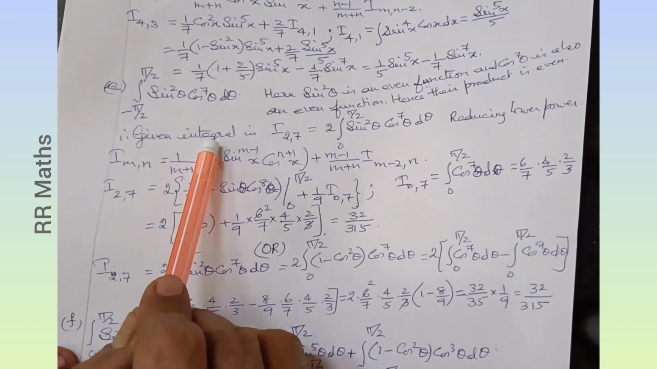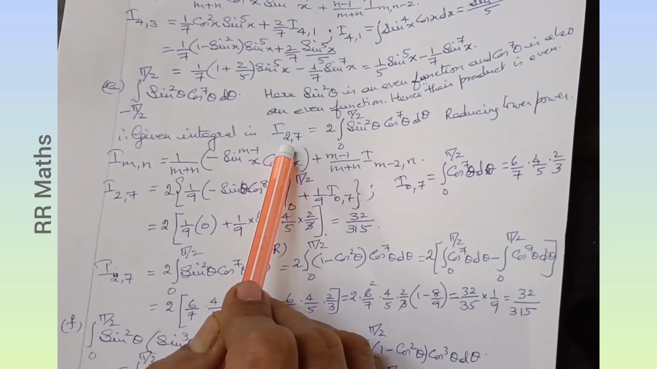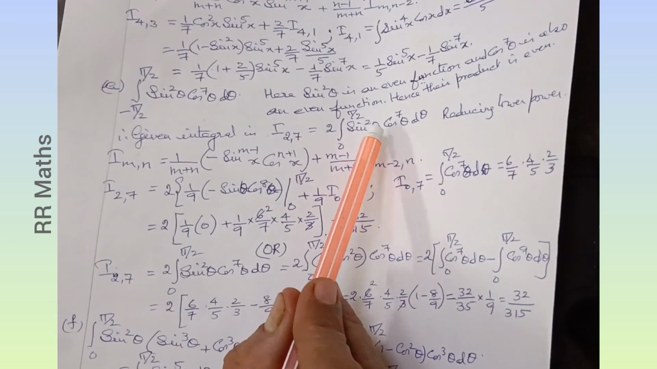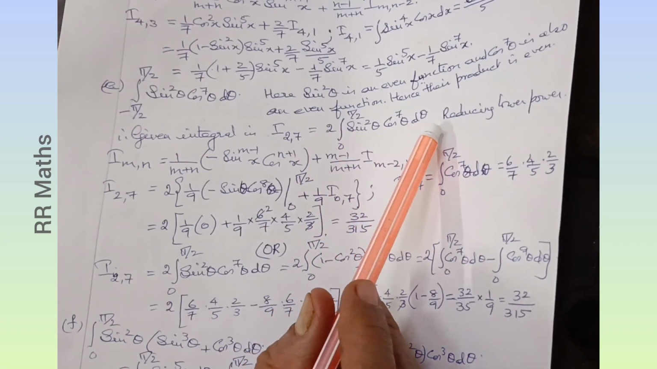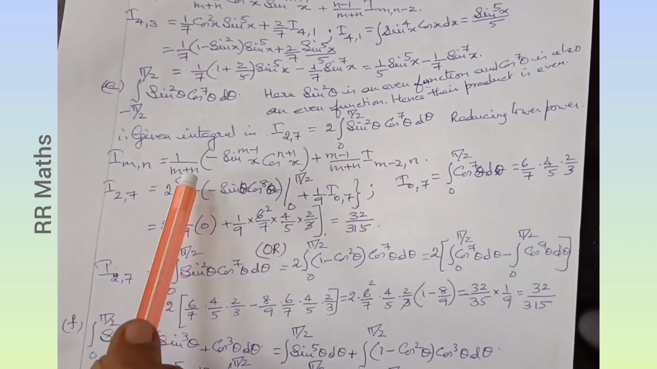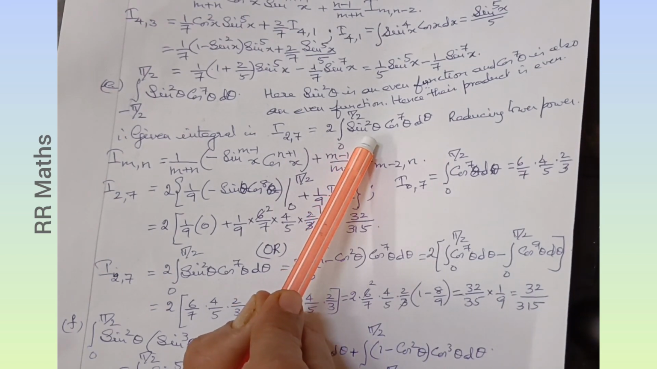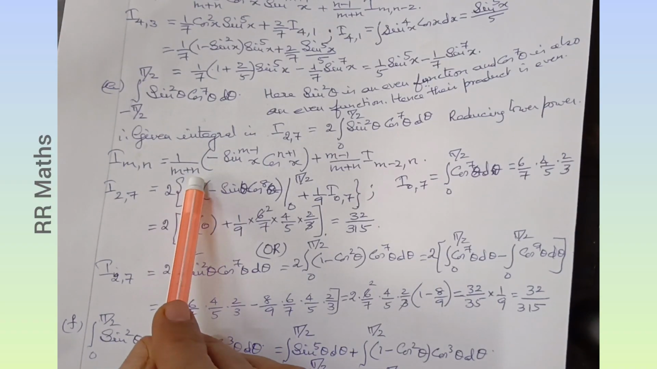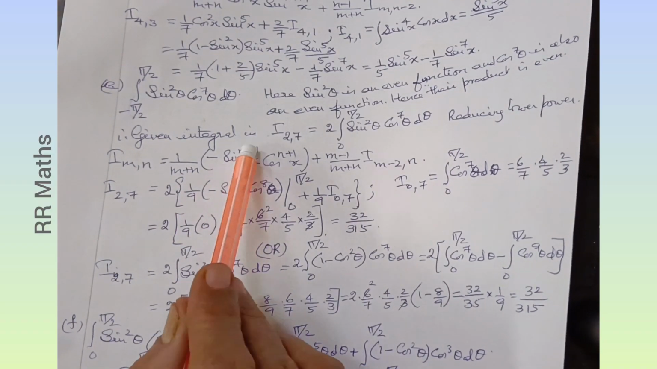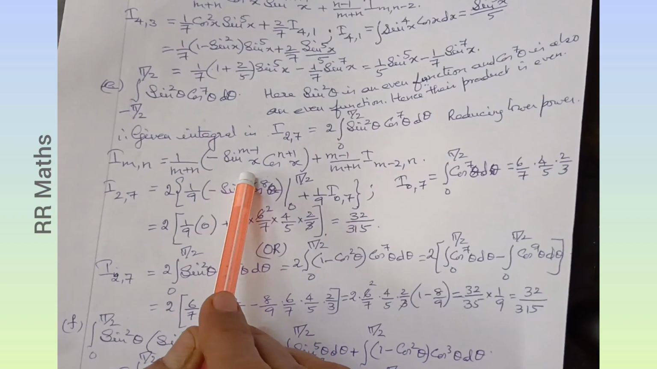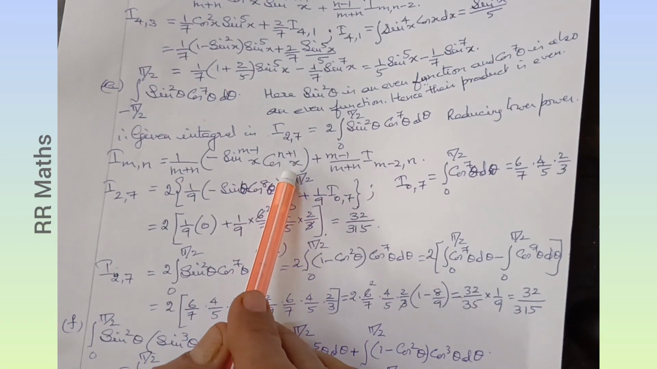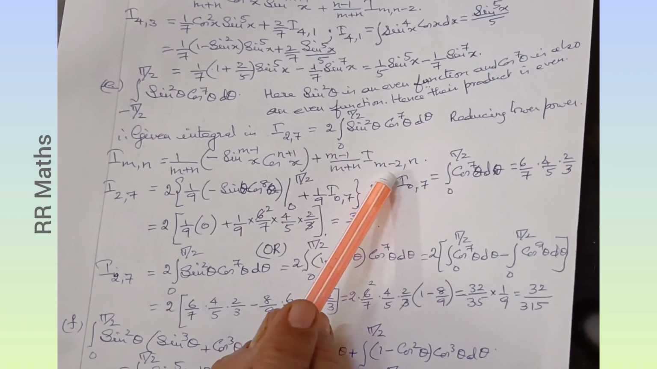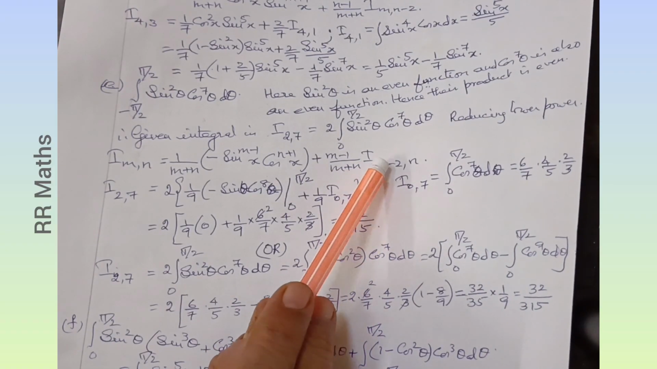So now the given integral, I will call it I(2,7), is equal to 2 times the integral from 0 to pi by 2 of sine square theta cos power 7 theta d theta. Reducing by the lower power, that means for sine I should reduce now. So I use the other formula. I(m,n) is equal to 1 by (m plus n) into minus sine power (m minus 1)x cos to the power of (n plus 1)x plus (m minus 1) by (m plus n) I(m minus 2, n), where the sine term will get reduced.